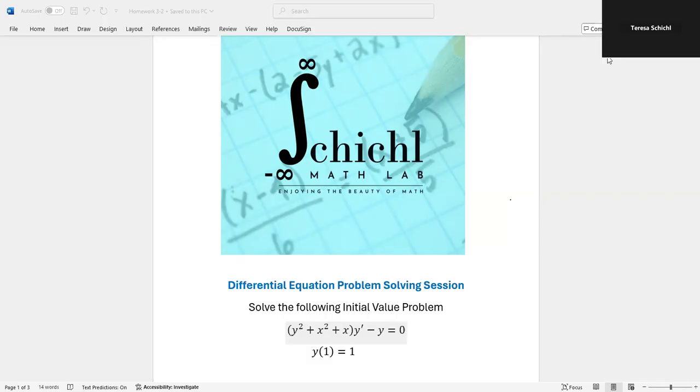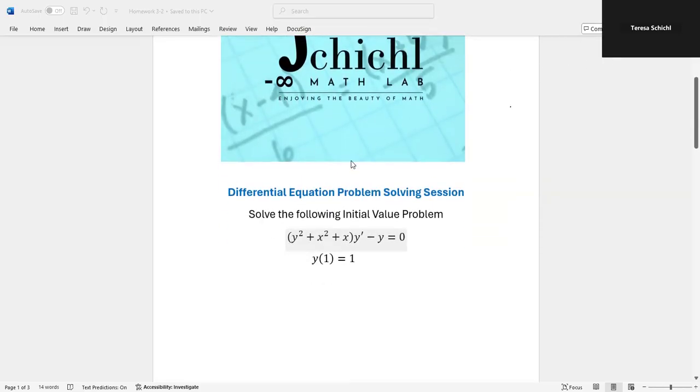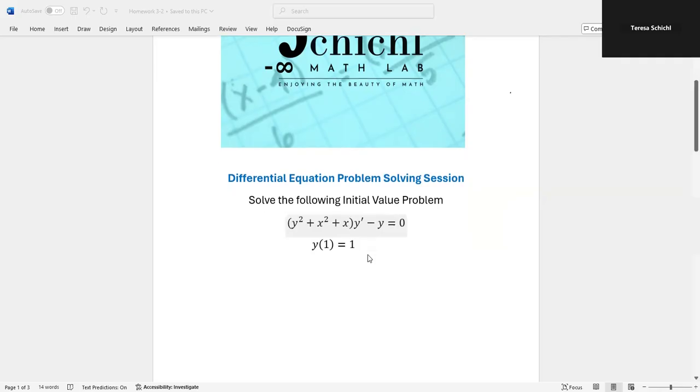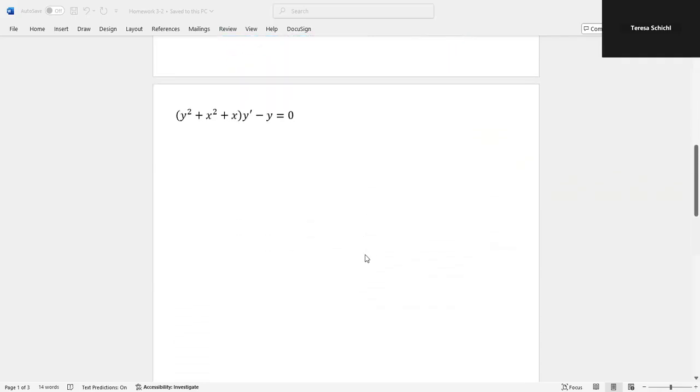All right, so today the problem we are going to solve is (y squared plus x squared plus x) y prime minus y equals 0, a first order nonlinear differential equation with initial condition y(1) equals 1. When I first saw this problem, it looked very simple and easy. But I tried several methods and none of them worked. Then suddenly, the method I'm going to show you here worked out.